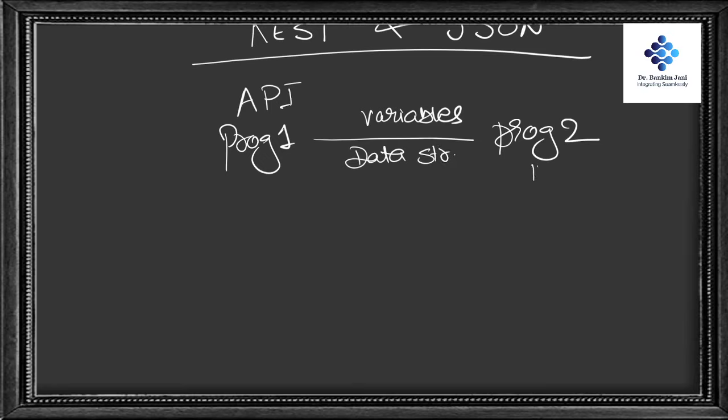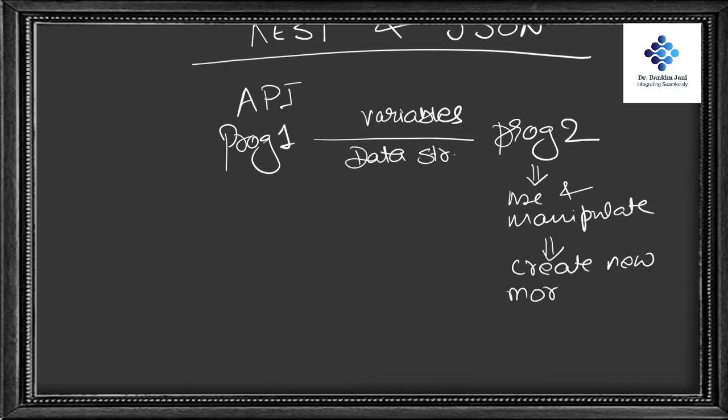Now what this second program would do, this second program will use these variables and then it would manipulate them, it will process them, and then will come up with some more variables, right? It can create some new more variables. So the point is that every program would be manipulating these as per their need.